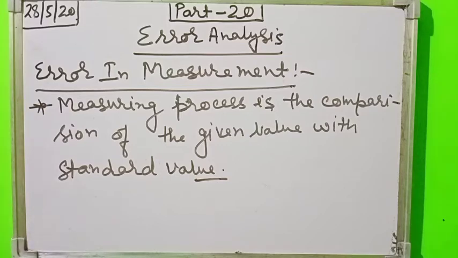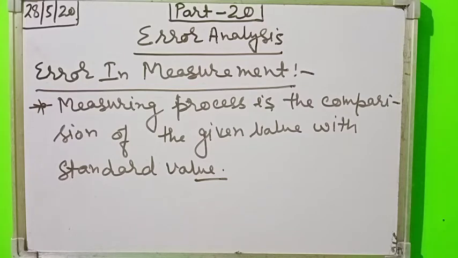So in any measurement process, suppose you have to measure the length of your desk, then what you do is put the meter scale on the desk and compare that length with the standard length, and after that you say that the length of the desk is that much meter on the meter scale. So the measuring process is the comparison of a given value with the standard value.